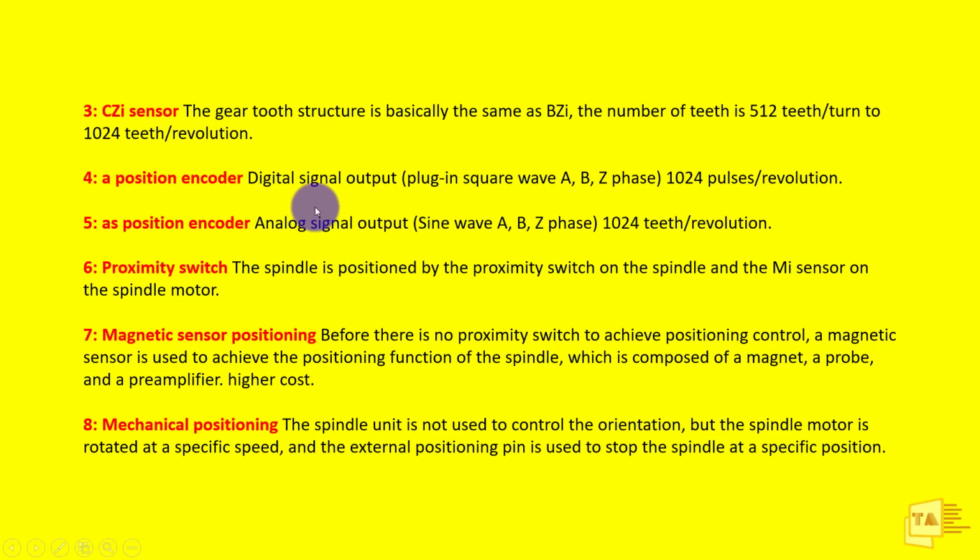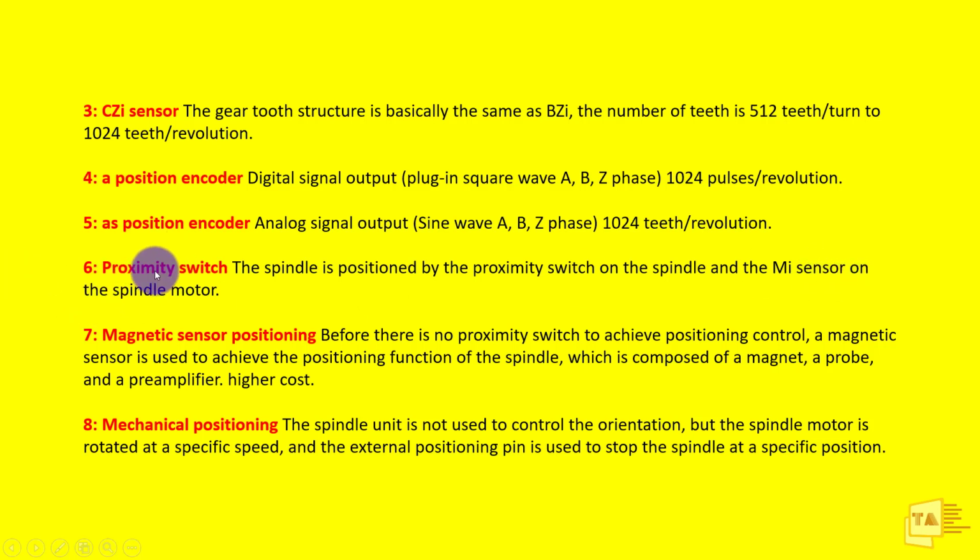So if you do one revolution, this encoder will send 1024 pulses. According to the pulses, you can calculate and control your spindle position. And the precision encoder is sending an analog signal output. See, this is a sine wave, and this one is a square wave. In this also, we are getting 1024 teeth per revolution, not pulses. And next one is the proximity switch.